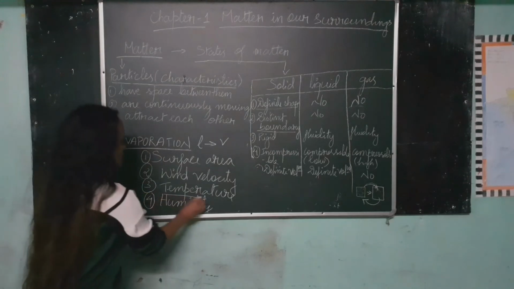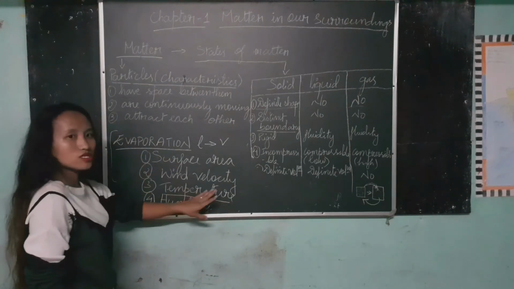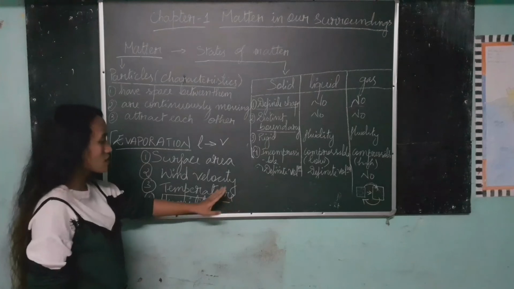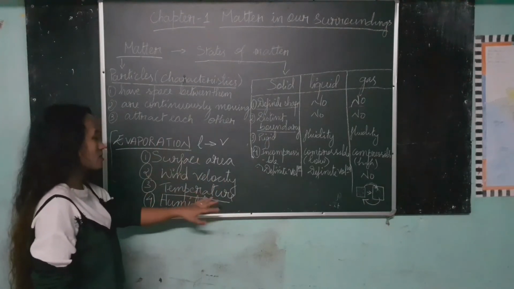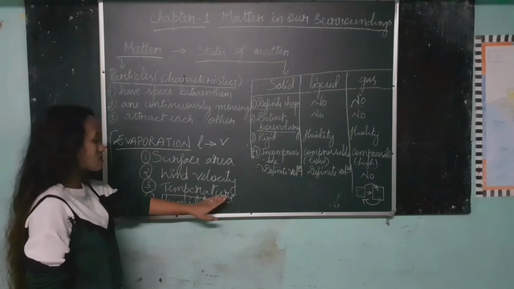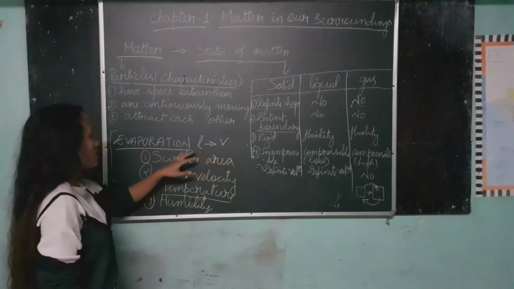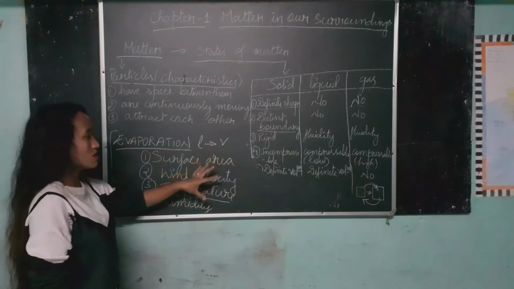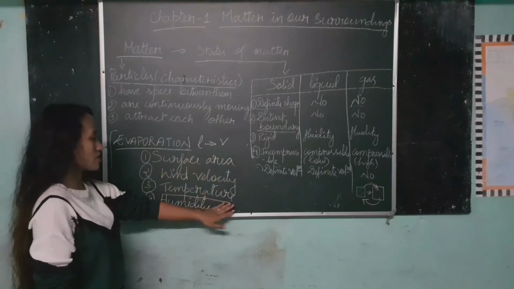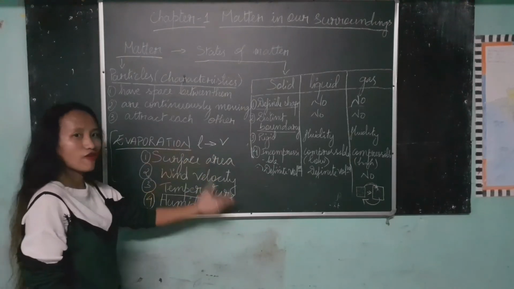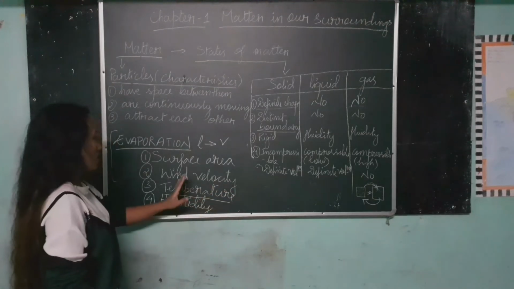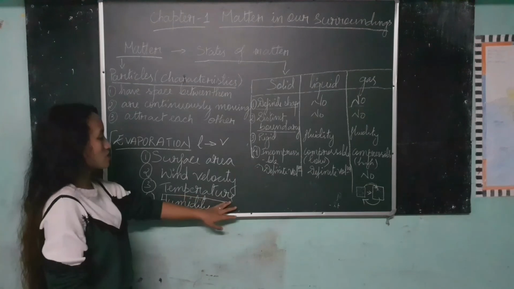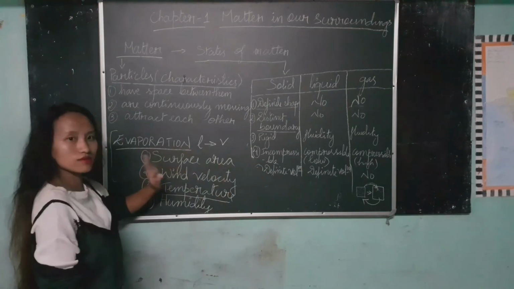Next, temperature. When temperature is increased, that is when heat is increased, then evaporation also increases. Why? Because temperature or heat is giving energy to the liquid particles to move faster. Okay, that means it is providing some kinetic energy. So that's why when temperature increases, evaporation increases.